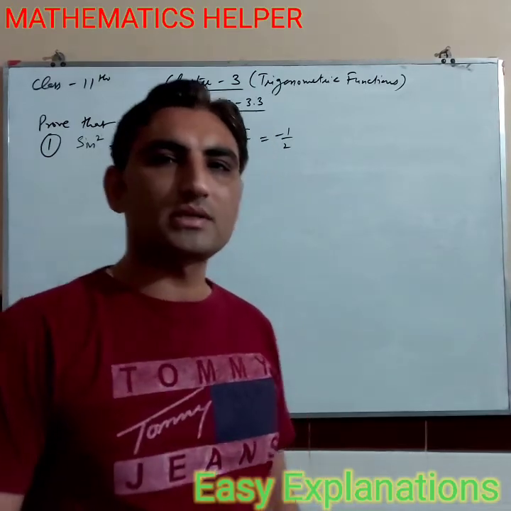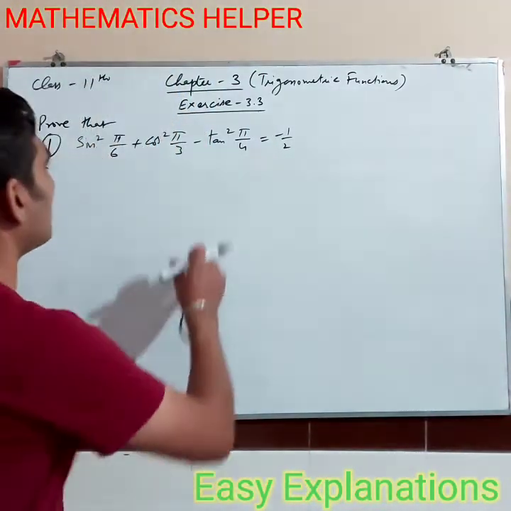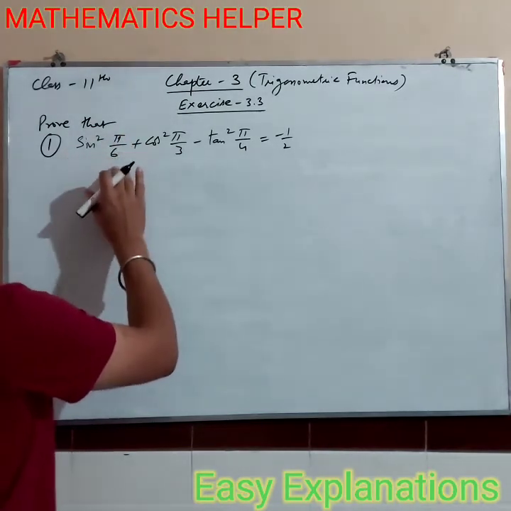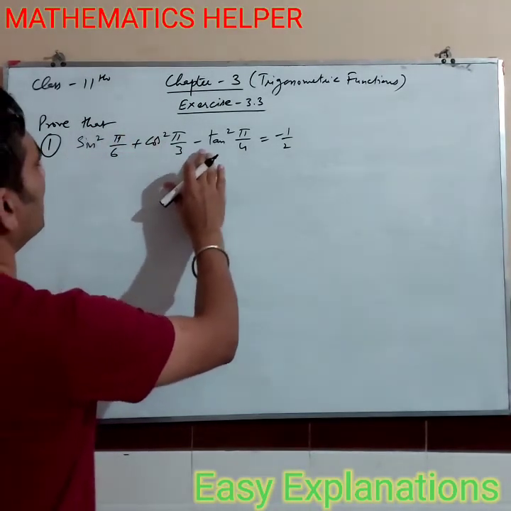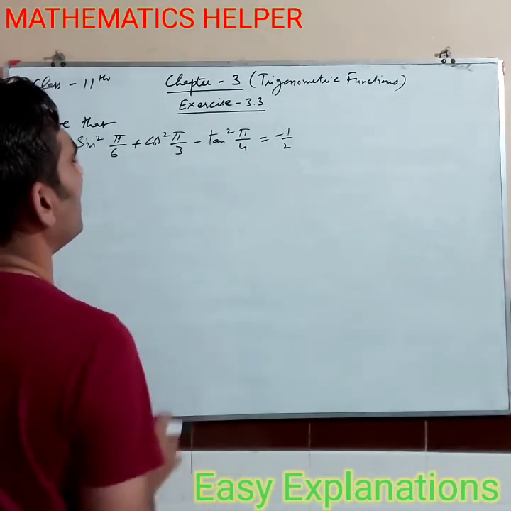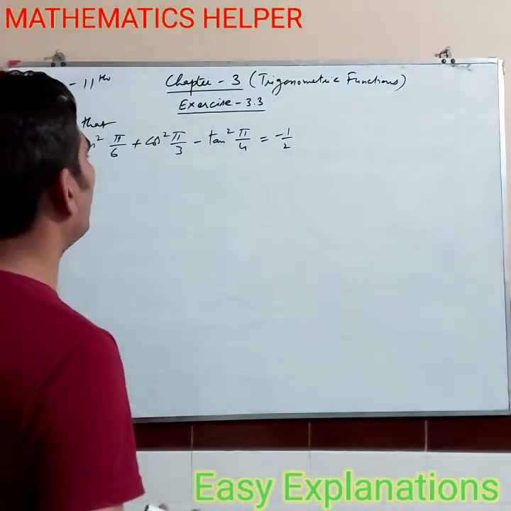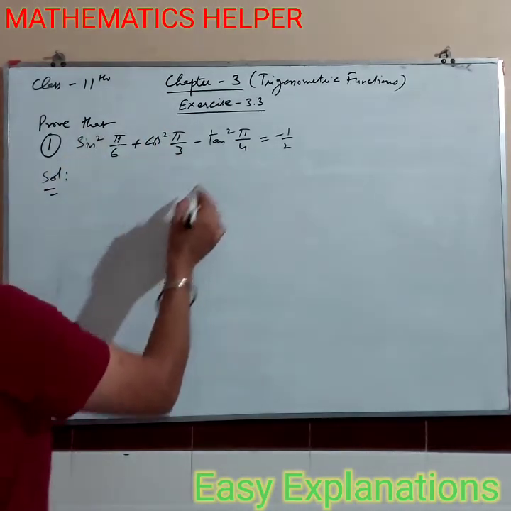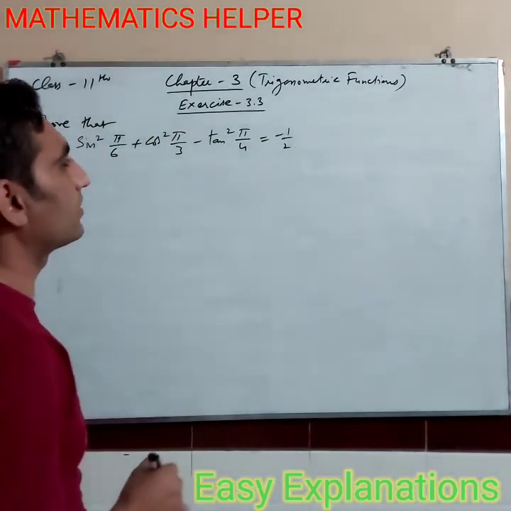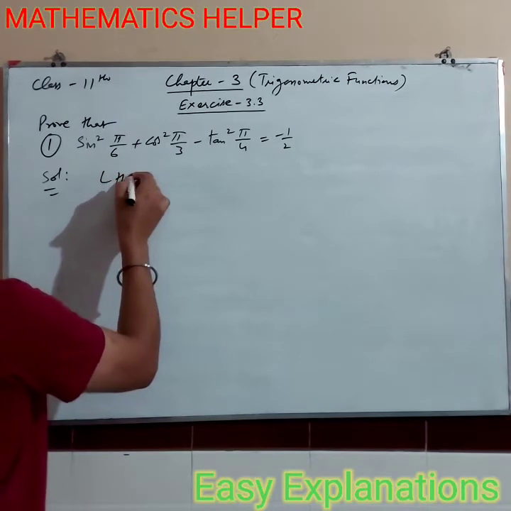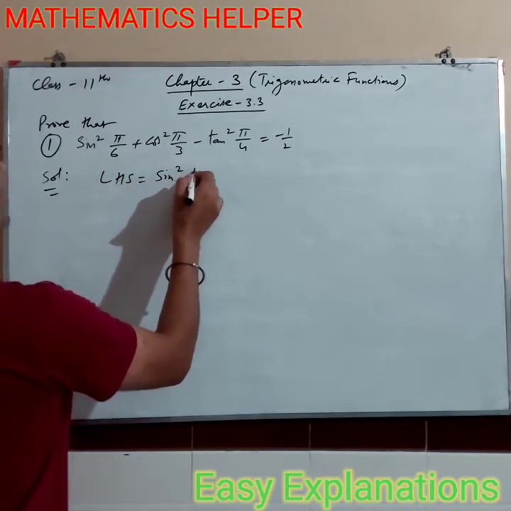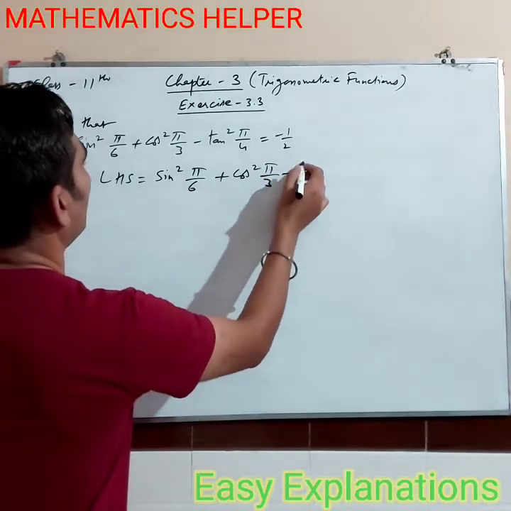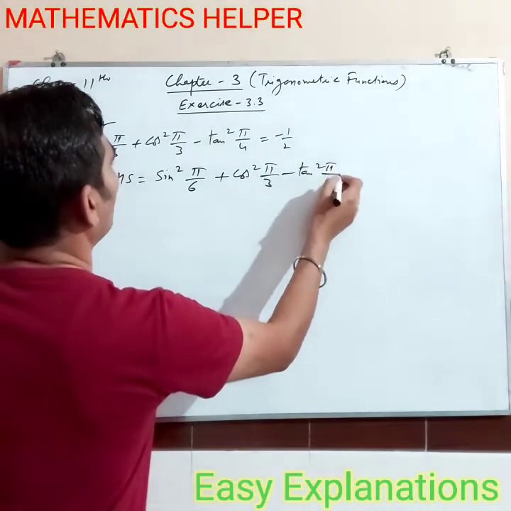Students, here is our question number 1 of exercise 3.3, which is prove that sin square pi over 6 plus cos square pi over 3 minus tan square pi over 4 equals minus 1 over 2. Let's start its solution. I am going to start from the left side and we will prove its answer is equal to the right side. So the left hand side of this equality is sin square pi over 6 plus cos square pi over 3 minus tan square pi over 4.